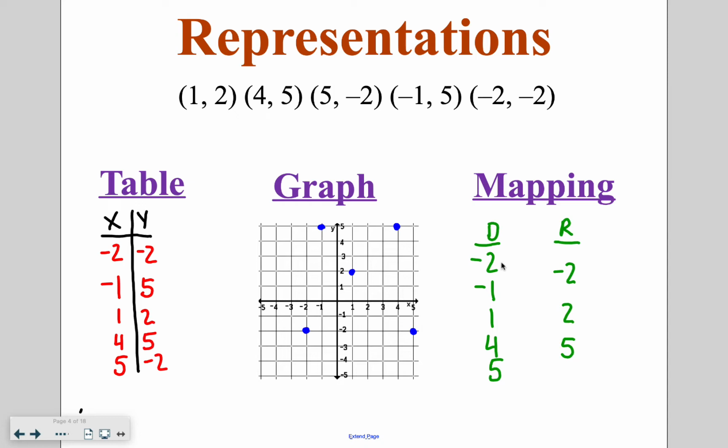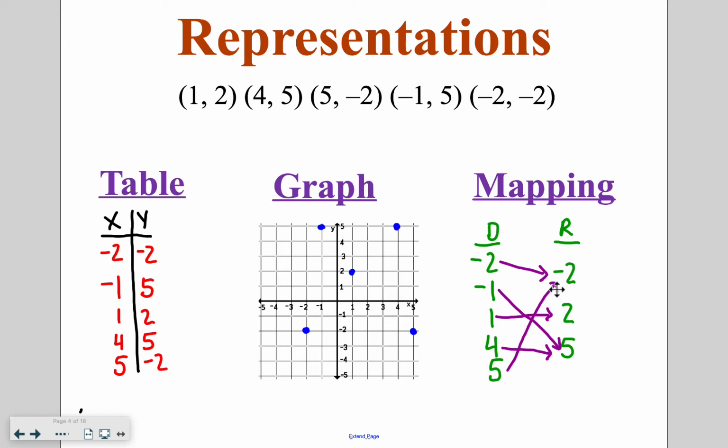So my first one, -2 for x goes with -2 for y. My next one, -1 for x, goes with 5 for y. My next one, 1 for x, goes with 2 for y. 4 for x goes with 5 for y. And then 5 for x goes with -2 for y. So we connect our dots using arrows to show which numbers actually belong together.